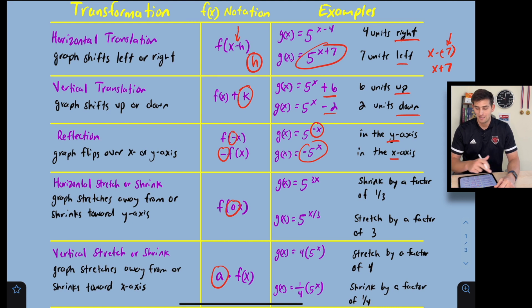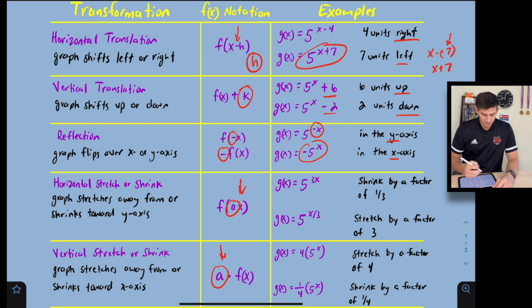Remember, horizontal is our x values. If I'm multiplying a directly to x, like we are here with horizontal, then that's going to be horizontal because we are affecting x. If I multiply a on the outside to f of x, that's affecting y, which would be our up and down movement, and so that's vertical.